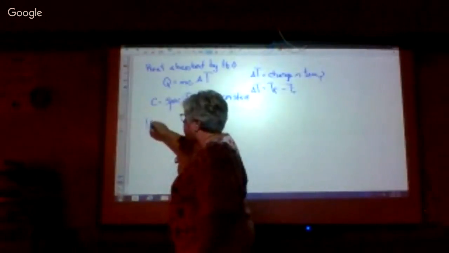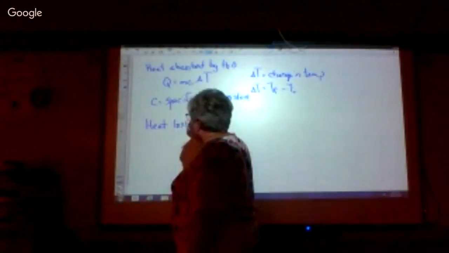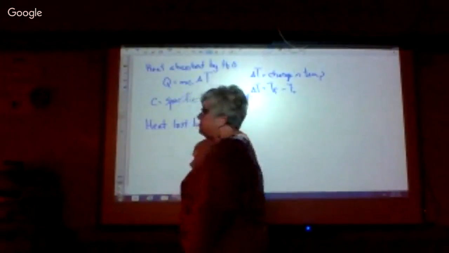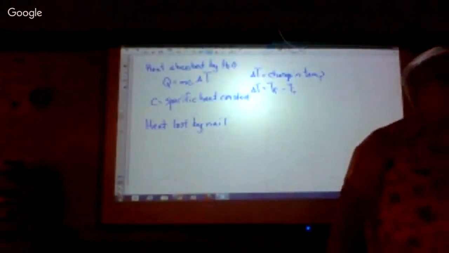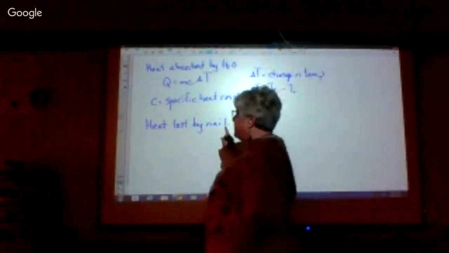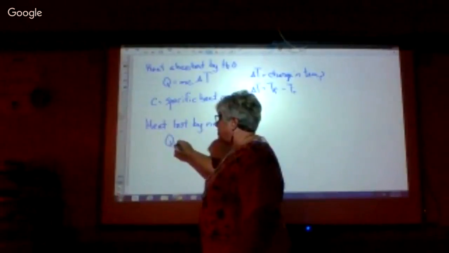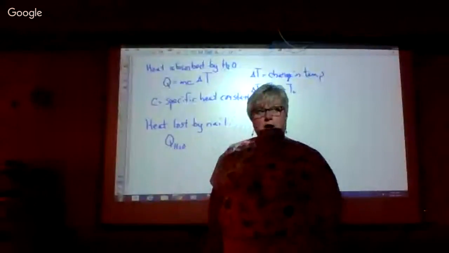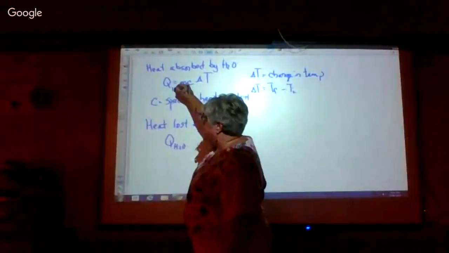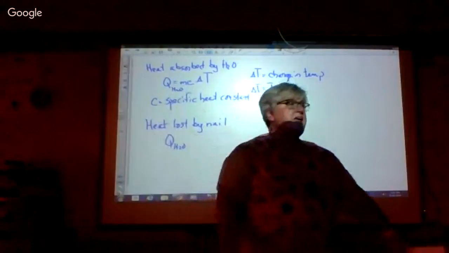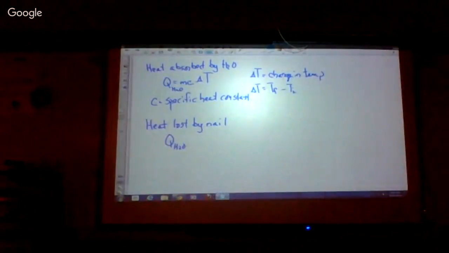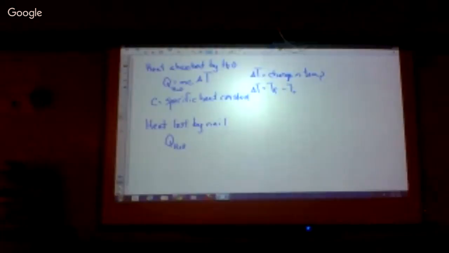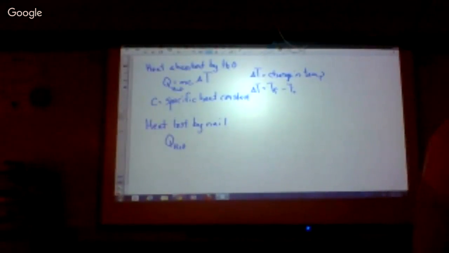Next, you're going to put heat lost by the nail. All right? And we already determined that the heat lost by the nail is the Q of water. Okay. So we're going to call this Q of water, the heat absorbed by the water. So the heat absorbed by the water is the heat that is lost by the nail. Does everybody follow? By law of conservation of energy. Okay. Everybody follow? Okay, good. This is great stuff.